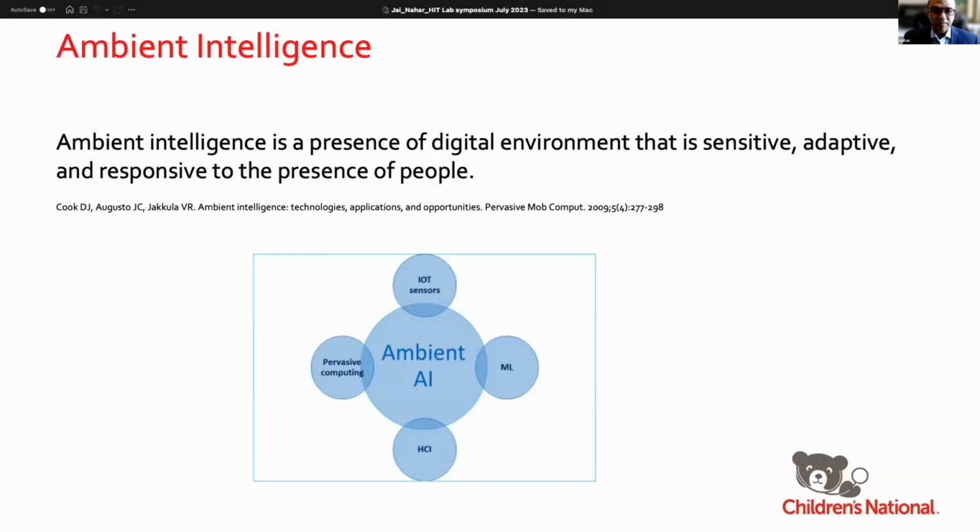First of all, going back to the basics of technology, what is ambient intelligence? Cook has described ambient intelligence as a presence of a digital environment which is sensitive, adaptive, and responsive to the presence of people. When I say ambient intelligence, it's basically the technology which lies at the interface of IoT sensors and the whole gamut of digital sensors, wearables, and remote sensors which are patient or end user facing, machine learning, artificial intelligence, knowledge graph technologies, human computer interaction, and pervasive computing.